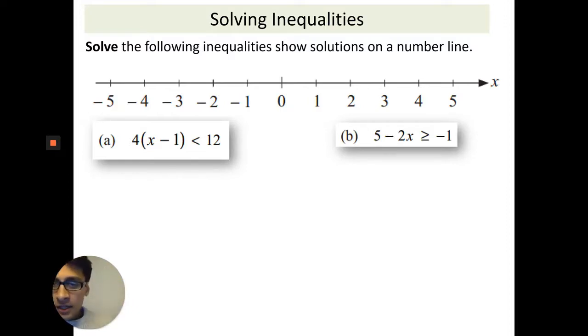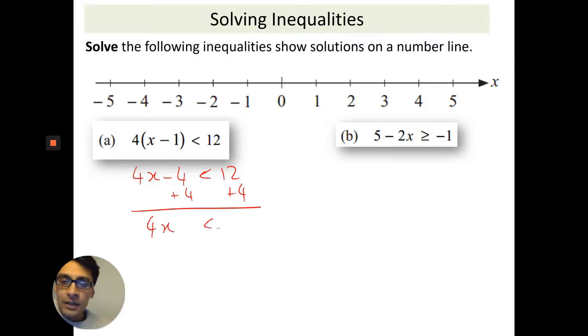We'll do question A first. Expanding the brackets, you get 4x minus 4 is less than 12. We're then going to add 4 to both sides, so we get 4x is less than 16. Divide both sides by 4, and we get x is less than 4.